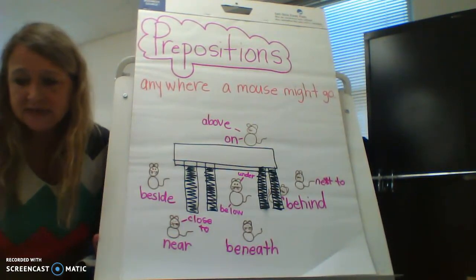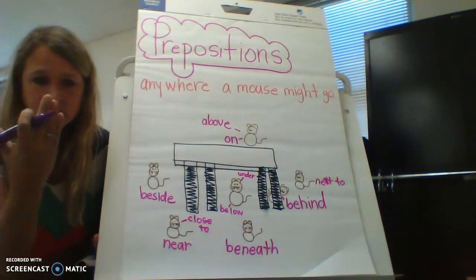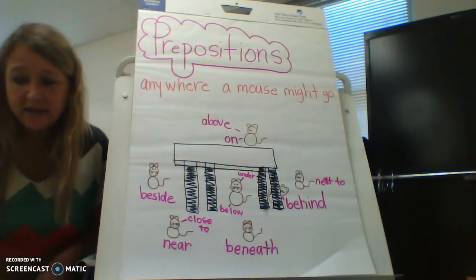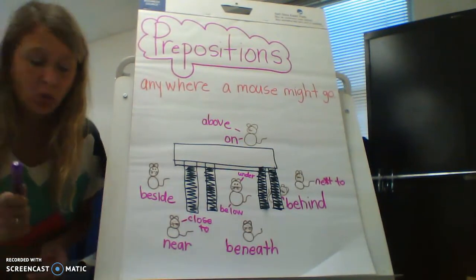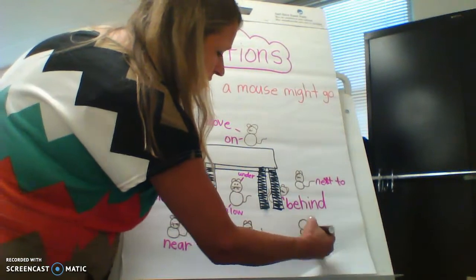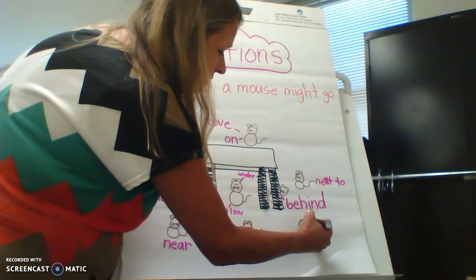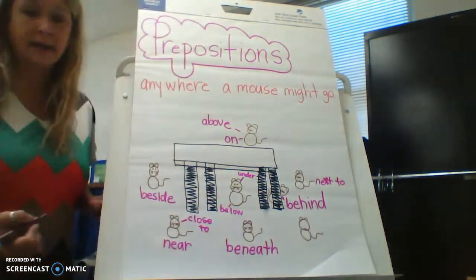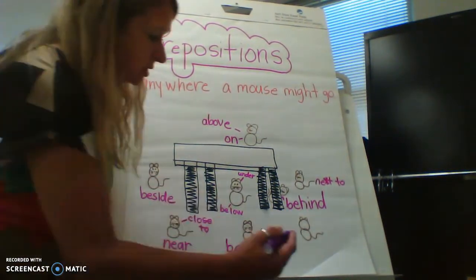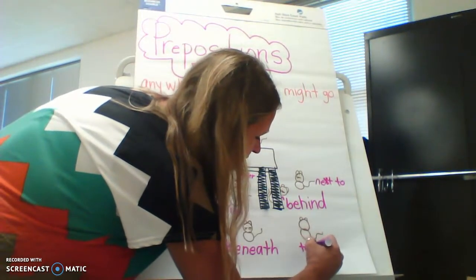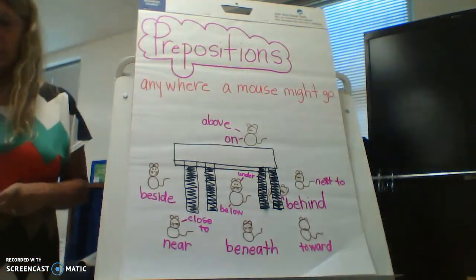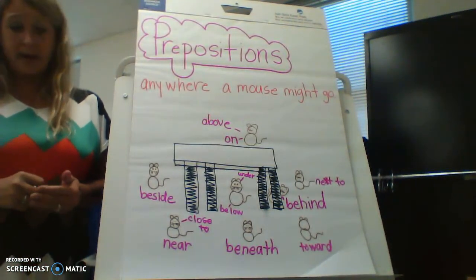What about if somebody is coming this way? Coming at you this way. They are coming toward. So this mouse over here, this little guy, that's the back. He is going toward the table. Toward the table. Okay? So all of these prepositions tell anywhere a mouse can go.